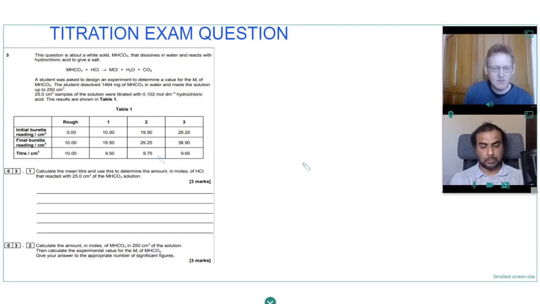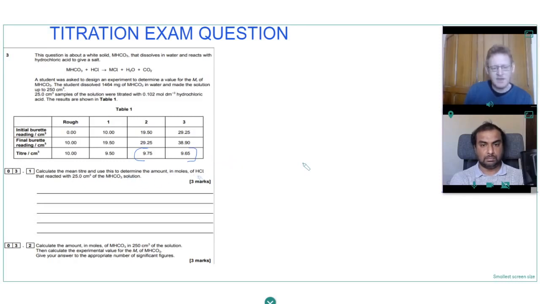So if we look at our titration results, there's a rough titration and then 3 titrations. And we can see the last 2 titrations are concordant results within 0.1 centimeters cubed of each other. So they're the ones we'll use to calculate the mean titer. We don't really have to do a calculation there. The average of those would be 9.70 centimeters cubed. Or just add those up, divide by 2, and you would get 9.7 centimeters cubed.